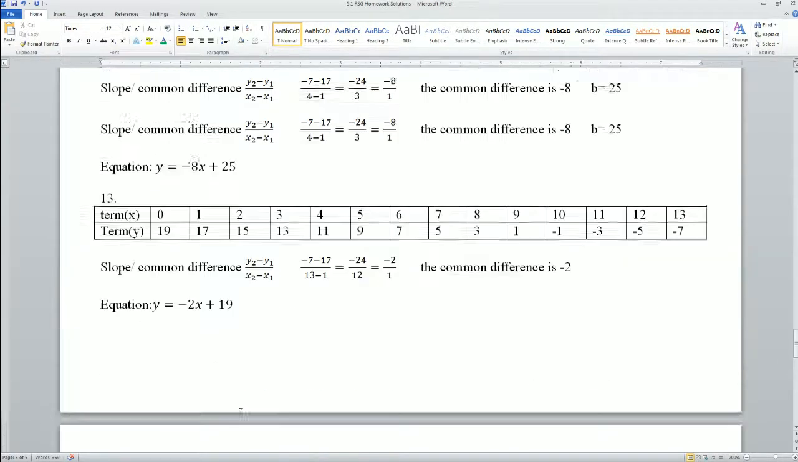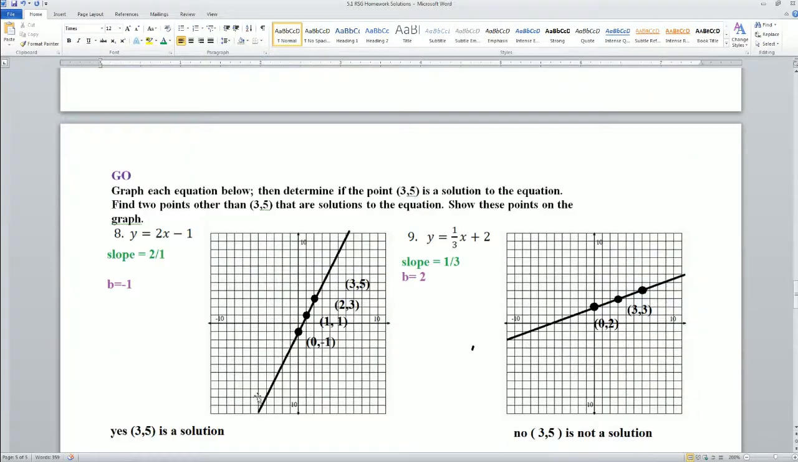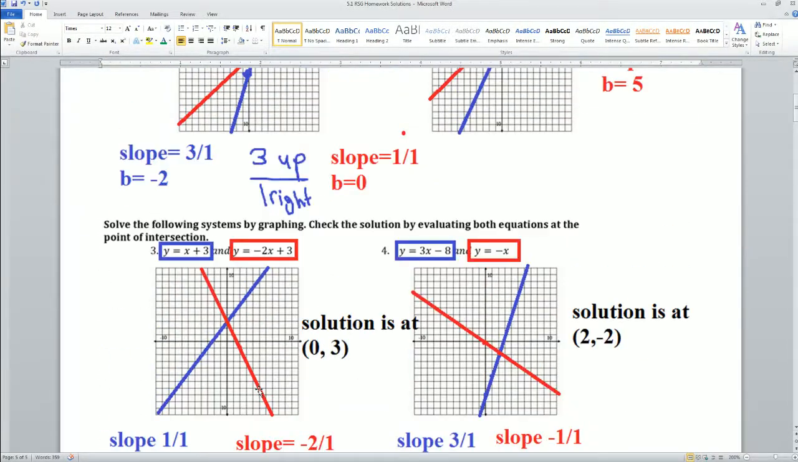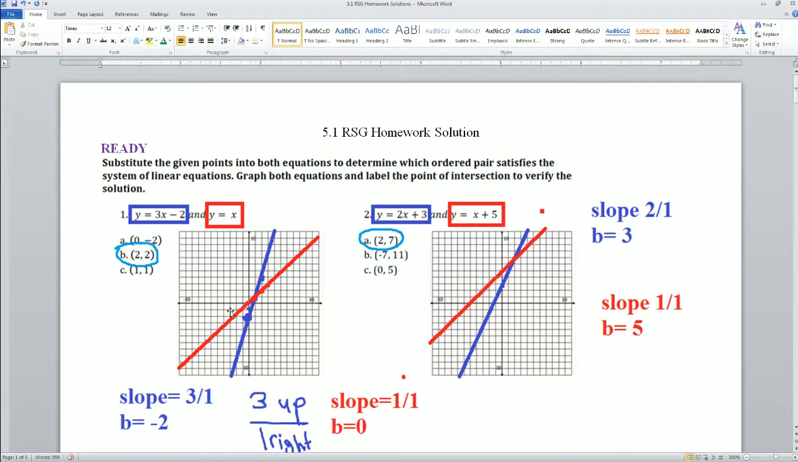I know it's a long video because I did a lot of the graphing for you. Again, in class, you all asked me to demonstrate the graphing, so I wanted to go over it in detail for you here. But there you go. Those are all the homework solutions for 5.1.